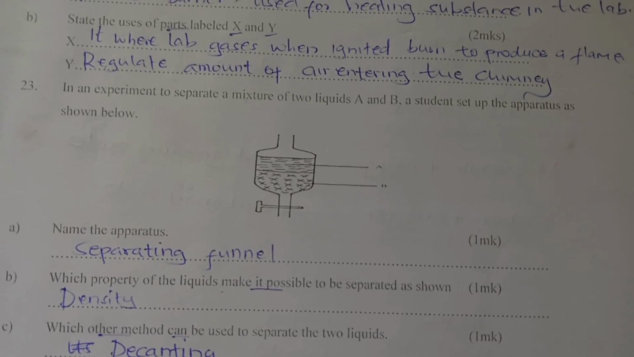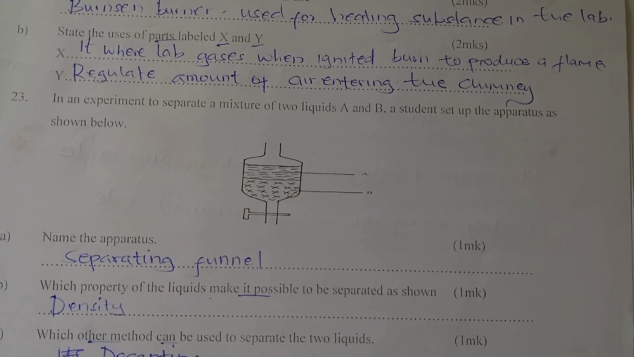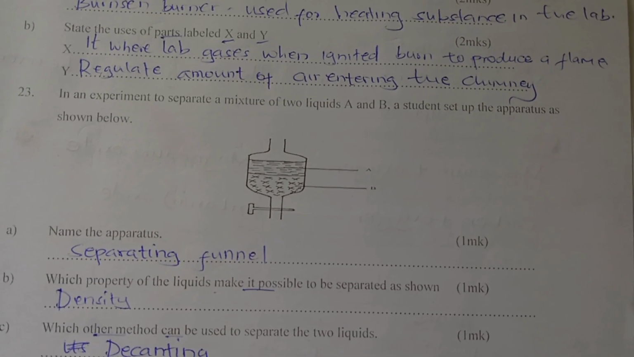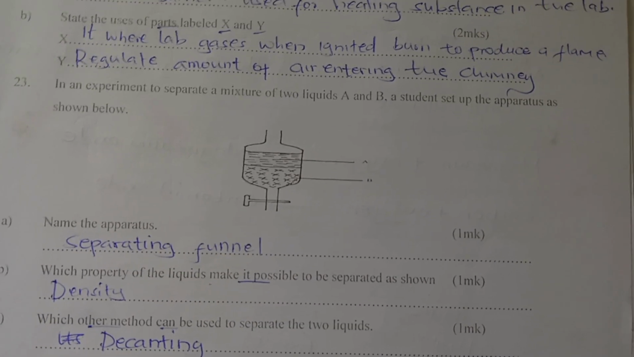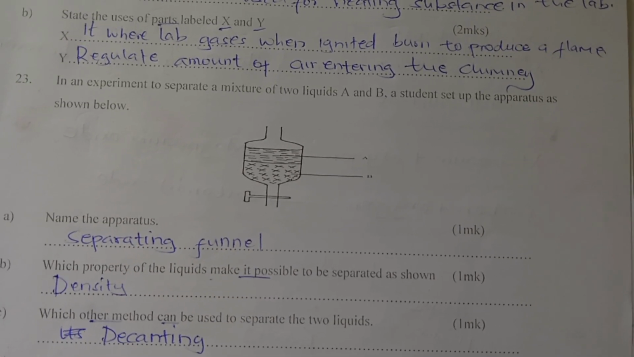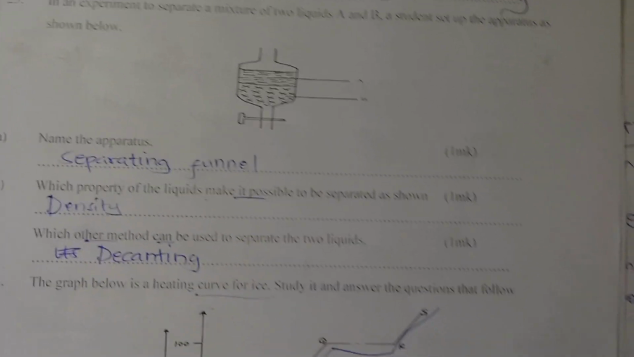State the uses of X and Y. X, that is the chimney. It's where the lab gases when ignited burn to produce a flame on top of it. Y, it's the collar. It regulates the amount of air entering the chimney.